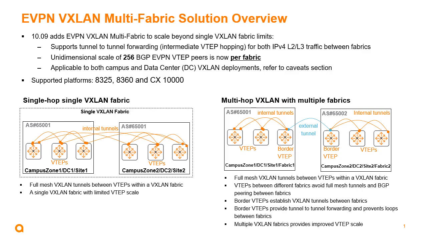With this capability, you now have improved VTEP scale. So it's per fabric up to 256 BGP EVPN peers. And it's considered multi-hop because you're actually doing tunnel-to-tunnel forwarding from one VTEP, it goes to a border. The border VTEP will do tunnel-to-tunnel forwarding of the traffic instead of full mesh.